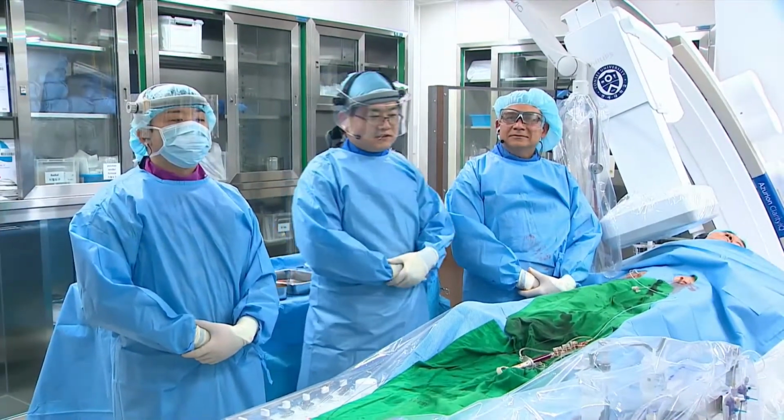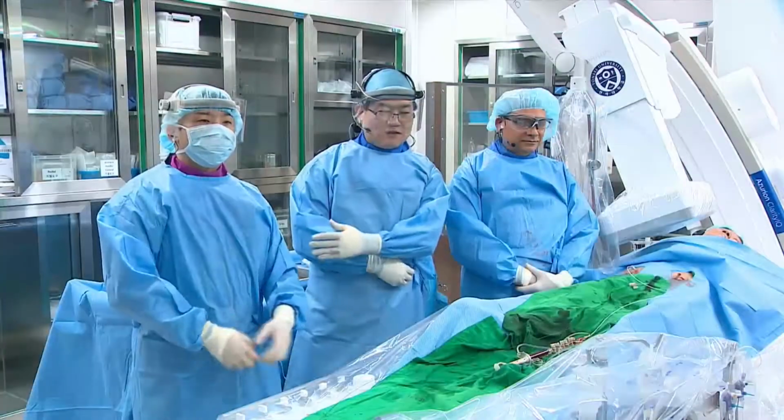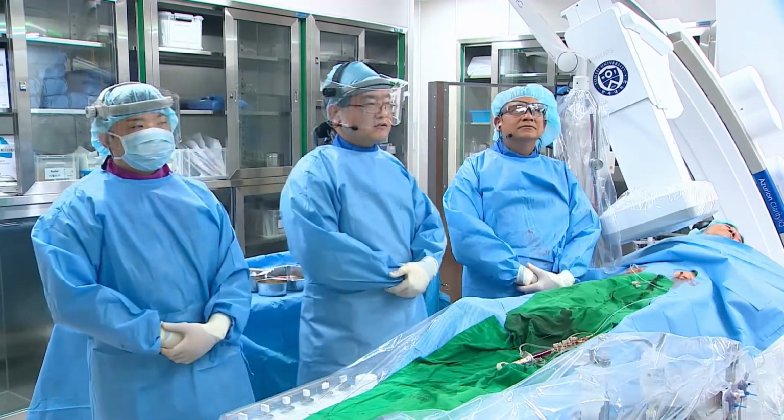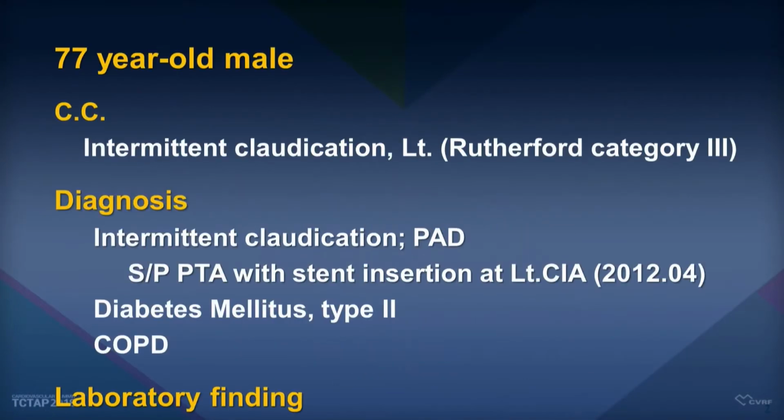Dr. Kishore was the first operator, and then I present our cases, and on my right side was Dr. Kim, our third-year fellow. Let me introduce our case. It's a very interesting case of iliac artery occlusion. A 77-year-old male with intermittent claudication, Rutherford class 3. He received intervention in 2012 in the left common iliac to external iliac artery with stenting, and he also had diabetes and chronic obstructive pulmonary disease.